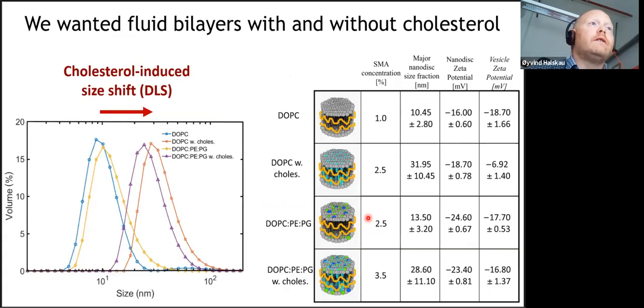So here are our final four model systems. One of the things that we observed: cholesterol induced this size shift, as shown here. This is dynamic light scattering results. And the final SMA nanodisc properties were assessed by size, zeta potential, and compared to the vesicle zeta potential. So these are the parent vesicles. We can see that there are some changes here.